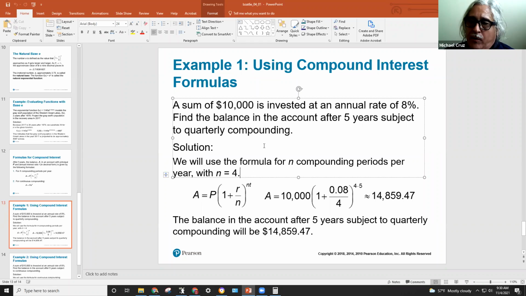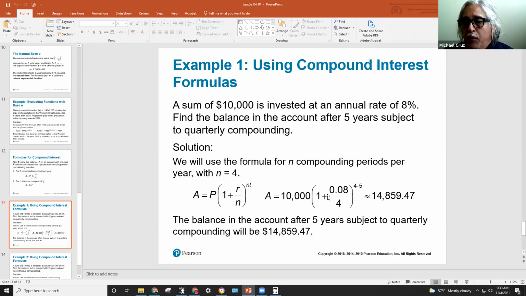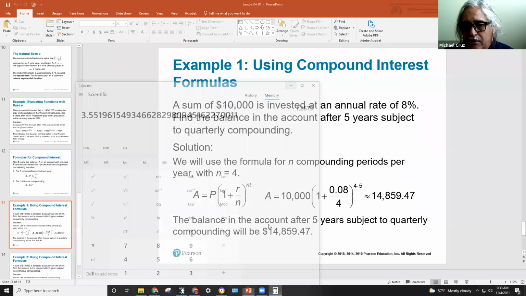So we've got everything. We put the 10,000 out front, and then we've got the 1 plus 0.08. And again, what's happening is the 1 is giving us our principal back, and then this part right here is giving us essentially the increase at every quarter. So the 0.08 up there, divided by 4, and then all of that inside, and it's 4 times 5. So let's just look at that.